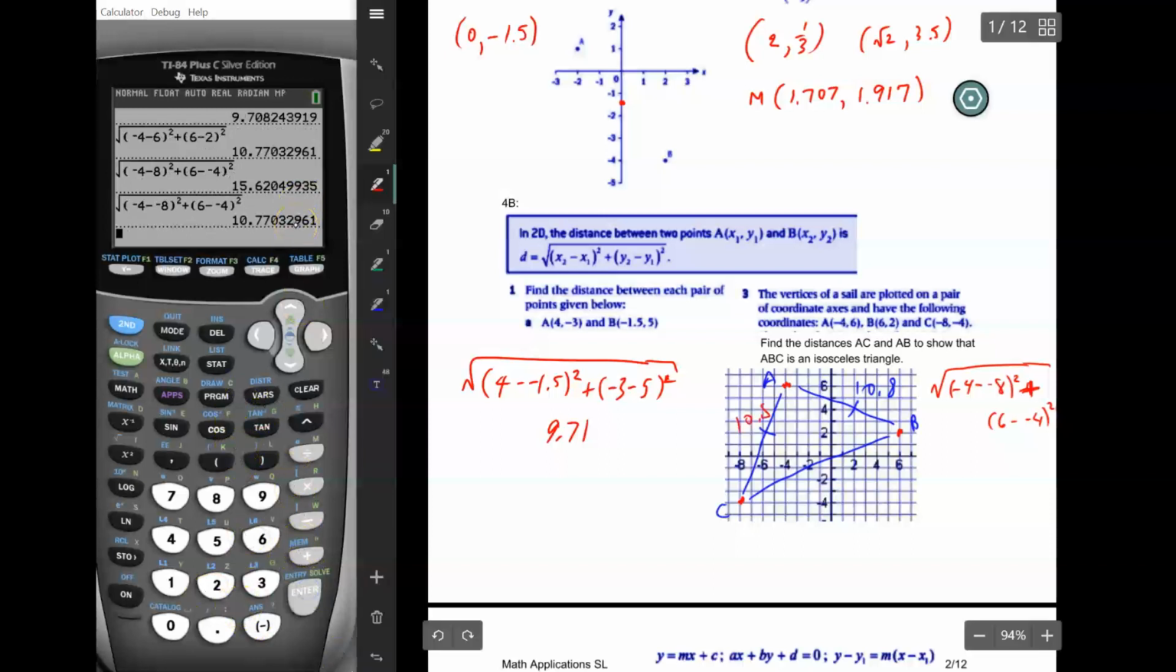So we know that we did it right because we got the same length for AC and AB, and we've proven that this is an isosceles triangle because we showed the two sides are the same. CB, just visually, you can see that it's slightly longer, but if you did the calculation of CB, you would find out that it is not 10.8. Okay, and that's it for page 1. Pretty easy. Midpoint formula and distance formula.